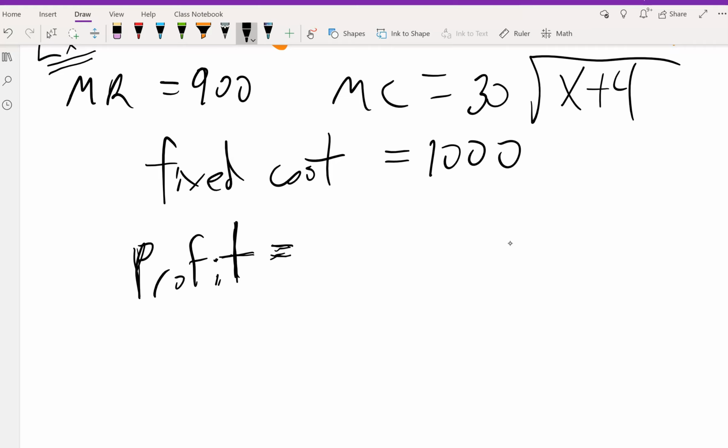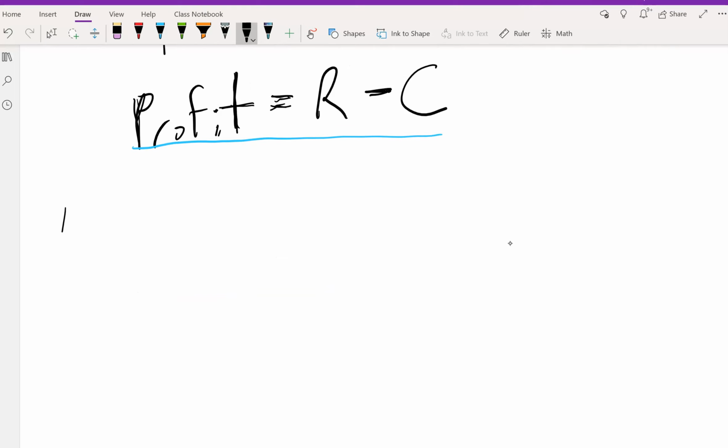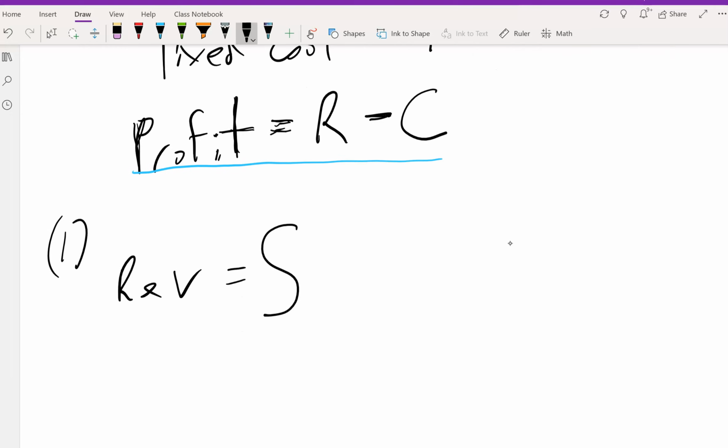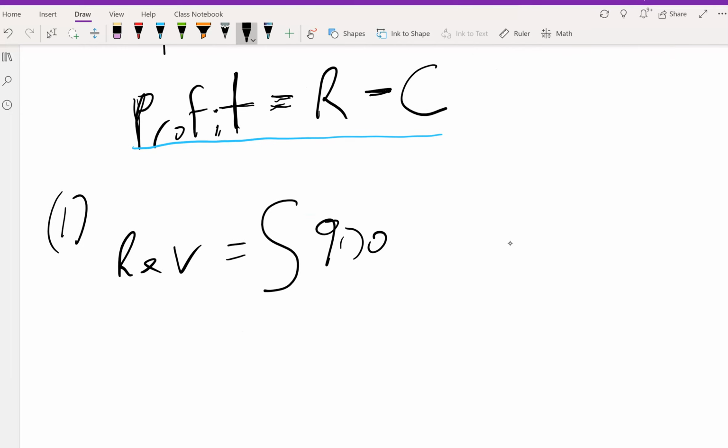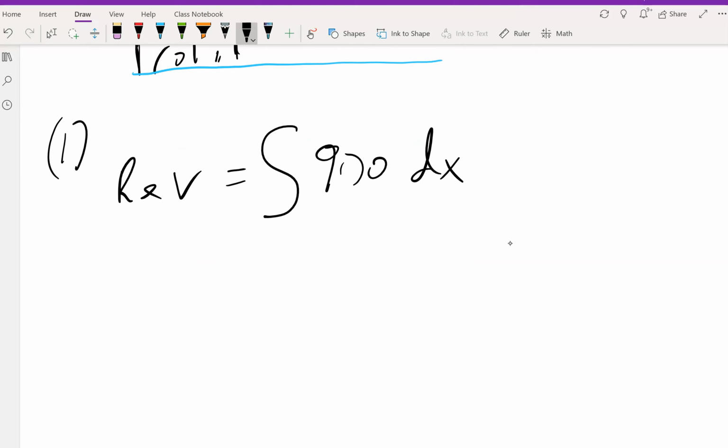So we have profit. First, you got to know profit is revenue minus cost. And so this question becomes, what is revenue? What is cost? So we start with revenue. How do we form revenue? Well, revenue, part 1, we'll call it. Revenue is the integral of marginal revenue, which was 900. Again, revenue is the integral of marginal revenue.